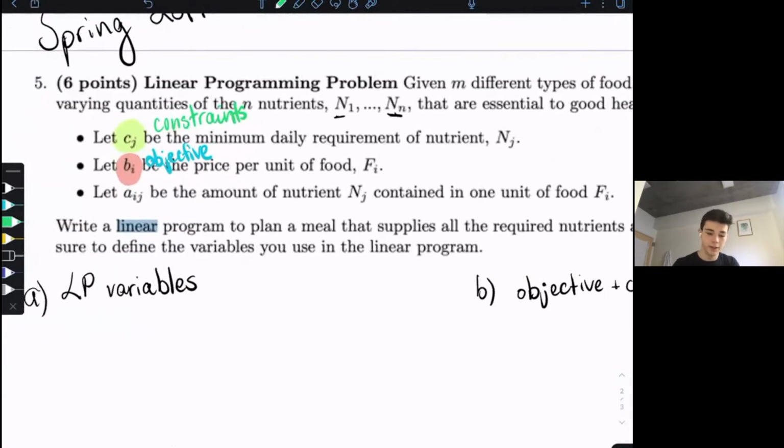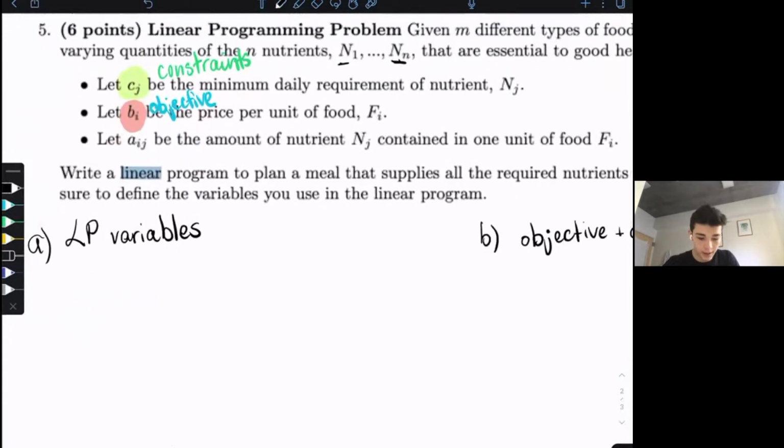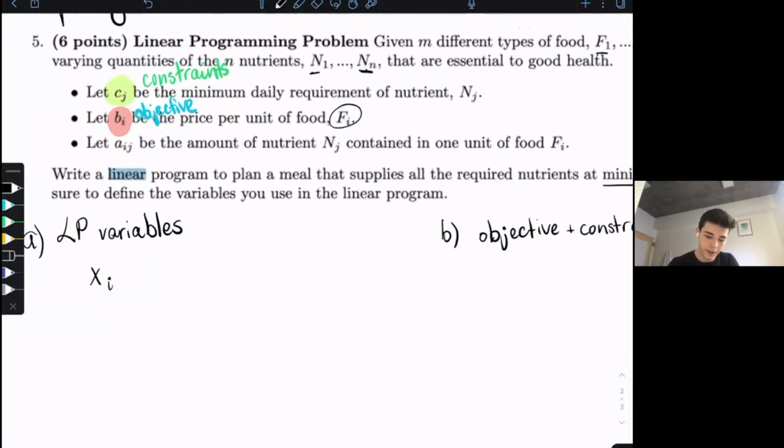Now, what variables are we going to have to define to solve this problem? That'll be part A. So naturally, what we need to do is in our problem, we'll create variables for how much of each food we get. So we'll call it X, and we'll call it Xi, to mimic Fi here, will be the amount, or number of units, of Fi.